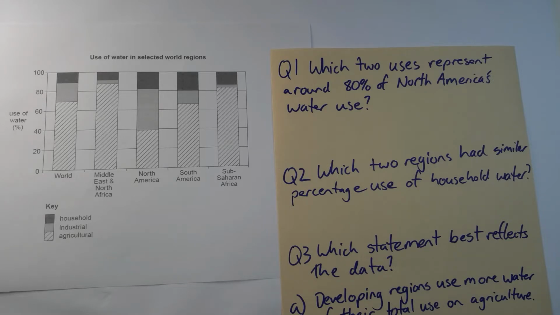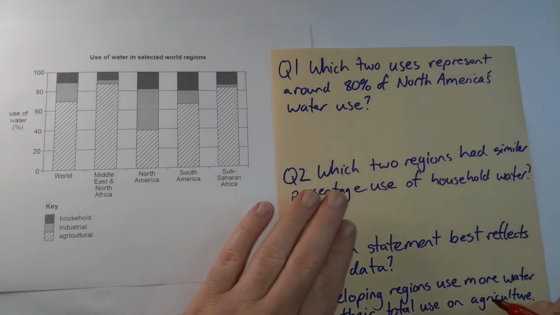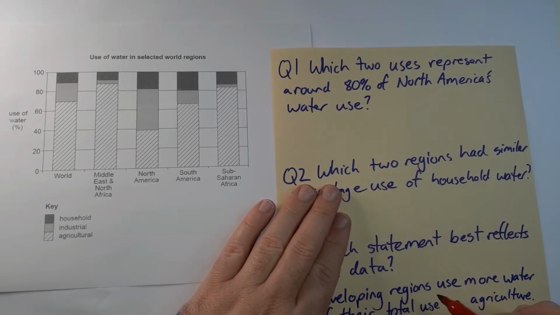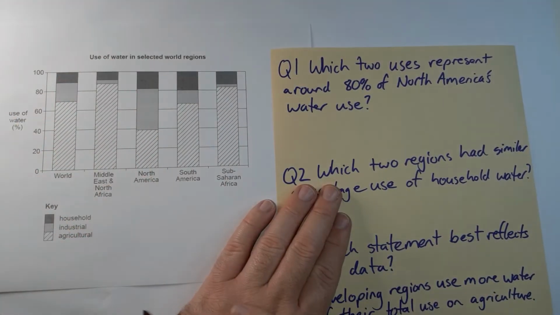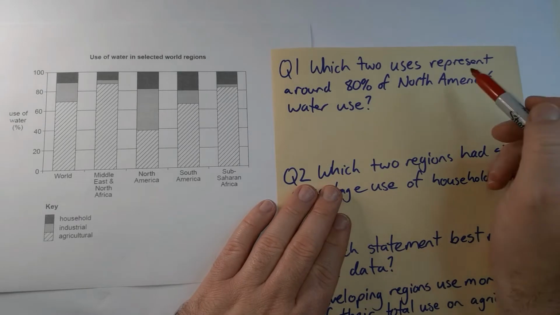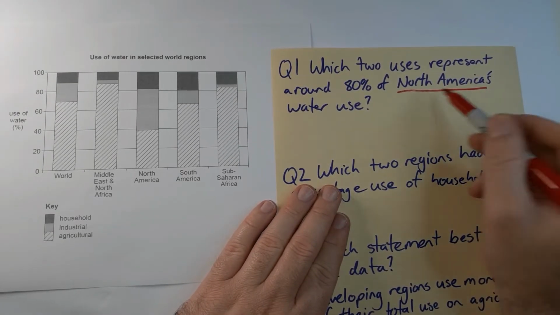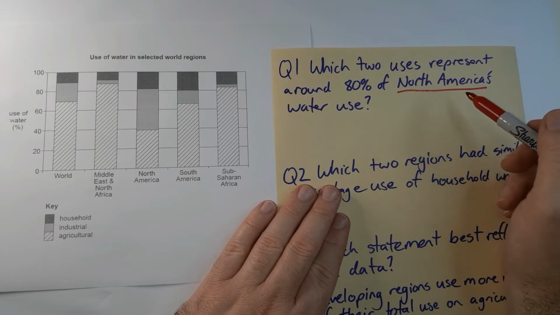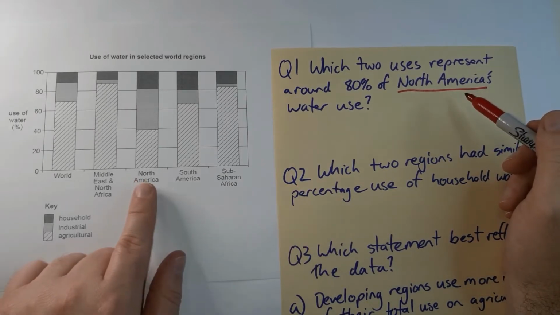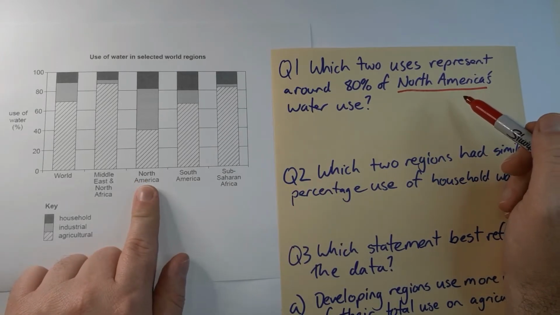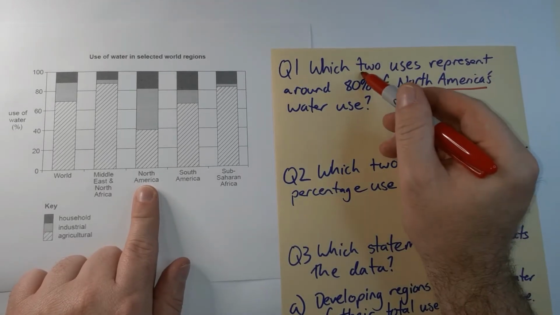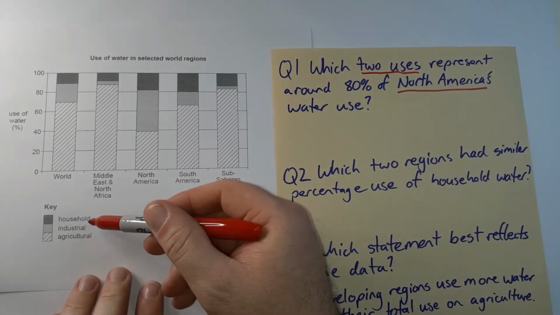So this is a pretty detailed question because it's got a lot of information, but it does help us because it directs us and focuses us on what to look at in this fairly complex graph. So we're looking for North America. We're going to find that first of all, and that means we can basically ignore all the other regions. So by looking at the North America column, we want to look at the 2 uses. So these are the uses here.